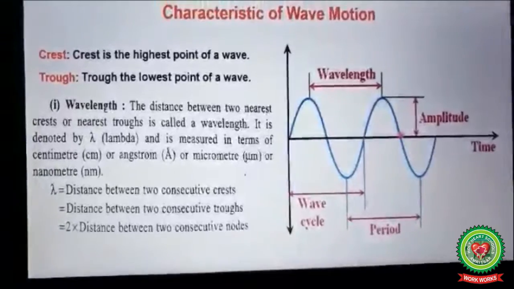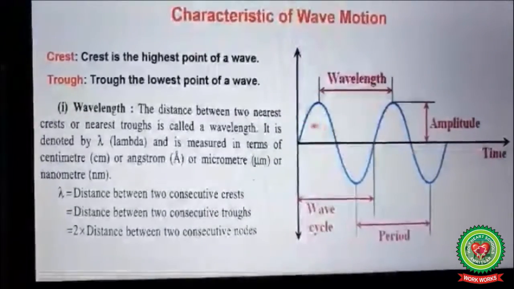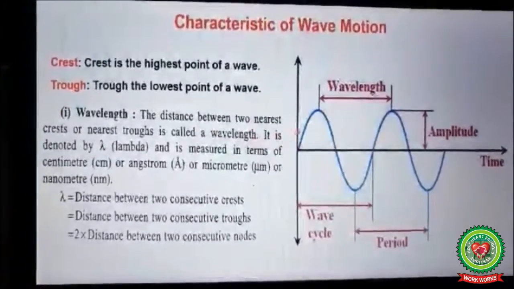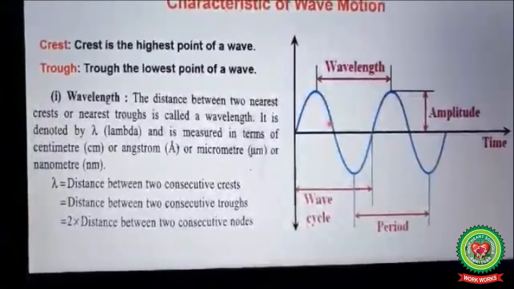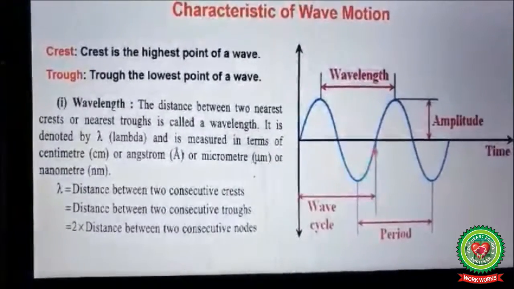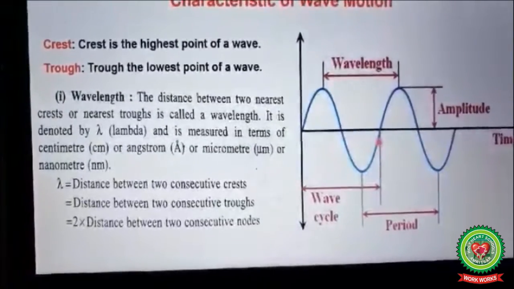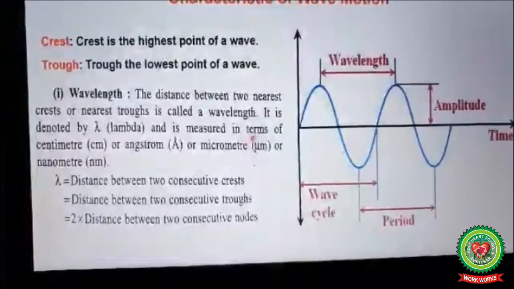There are various parameters with the help of which we can measure a wave. First of all, the part above the mean position, this hump-like structure, is known as the crest. The crest is the highest point of the wave. The part below, known as the trough, is the lowest point of a wave. So let's start with the first wave parameter, that is wavelength.